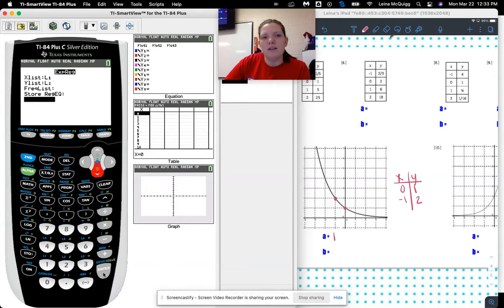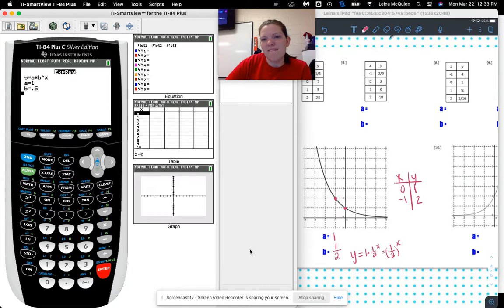Down to calculate, and it tells me my b value is 0.5. I'm going to write that as a fraction. 0.5 is the same thing as 1/2. So my equation would look like y equals 1 times 1/2 to the power of x, which we can just write as 1/2 to the power of x.